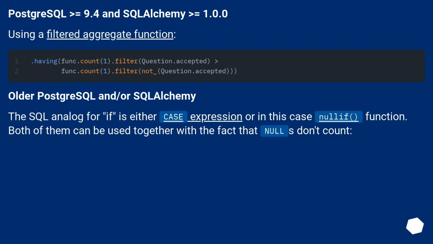PostgreSQL 9.4 and SQLAlchemy 1.0.0: using a filtered aggregate function.